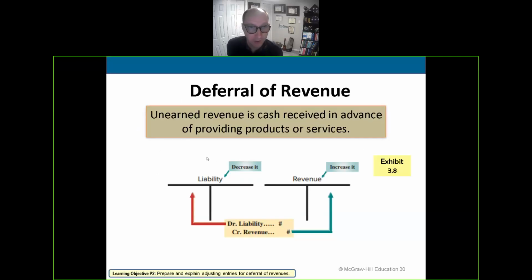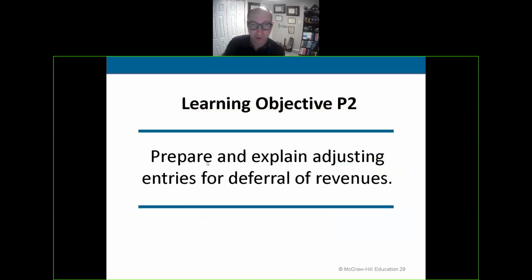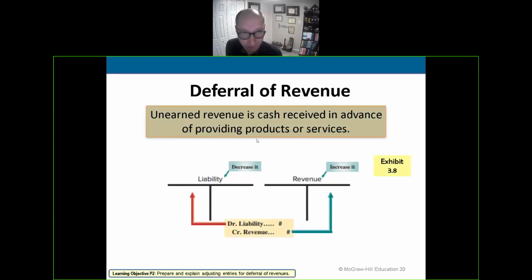When we make adjusting entries, we're deferring or we're accruing. Yes? I'm going to go through a couple more examples. Unearned revenue. We talked about this one, but I'm going to talk about this one again.